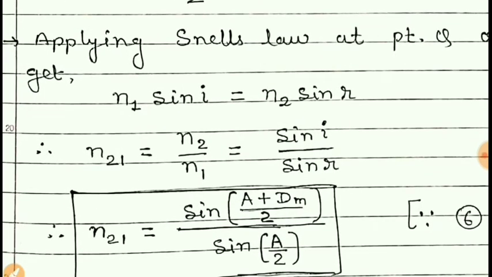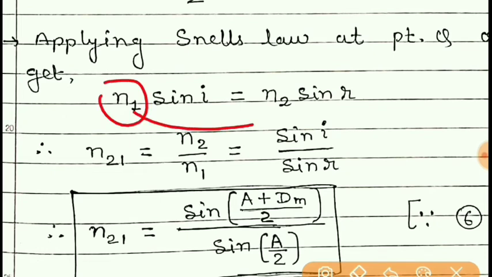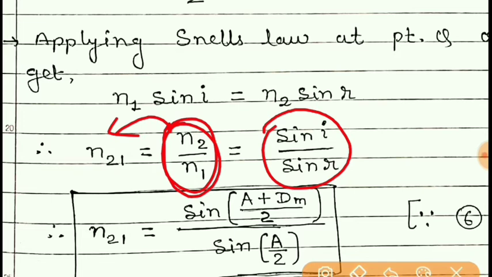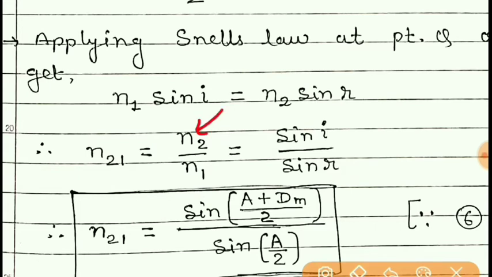Now simple mathematics is there. Bring this N1 this side and this sin R this side. So we get the ratio N2 upon N1 is equal to sin I upon sin R. But we know N2 upon N1 can be written as N21, meaning the refractive index of the glass medium with respect to air medium. This is the refractive index of glass, and this is the refractive index of the medium in which that prism made of glass is kept.